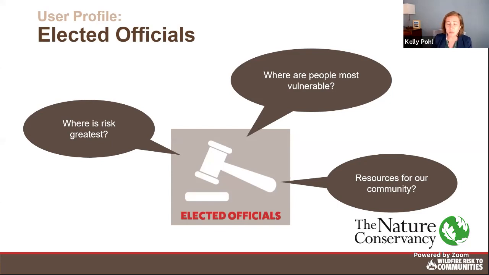So these maps can help elected officials understand where risk might be greatest in their jurisdiction, comparing from community to community, where people might be made more vulnerable because of socioeconomic or health factors, and therefore have a direct and prioritized staff resources. Next slide, Greg.